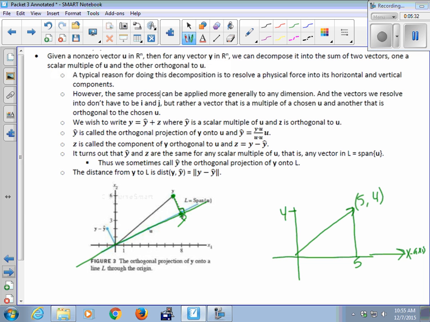And then this little guy here is called z, which is y minus y hat. It's like the y part. Like when we did it over here, the 4 would be your z. This would be your y hat. This would be your z.